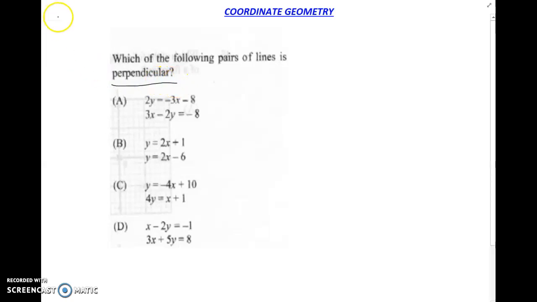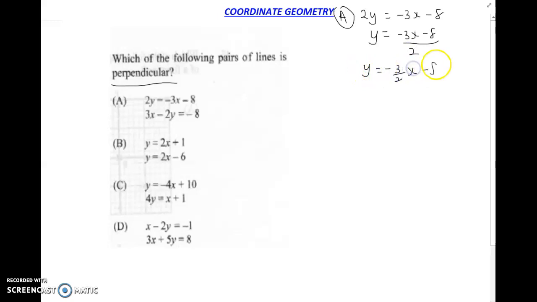Now, first of all, let's find the gradient of each line. So I'm going to do A up here. Let's look at the first equation: 2y equals minus 3x minus 8. Remember, the general equation is y equals mx plus c, so carry across that 2, like we did in the previous videos. So you get minus 3x minus 8 all over 2. So that's minus 3 over 2 x minus 4. So my gradient is minus 3 over 2. Let's just highlight that there.